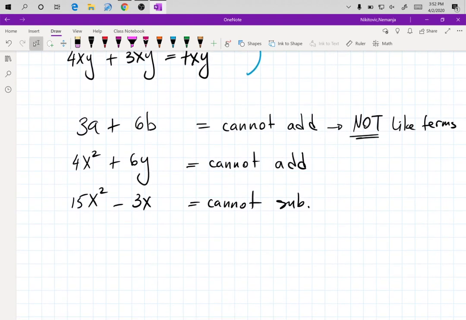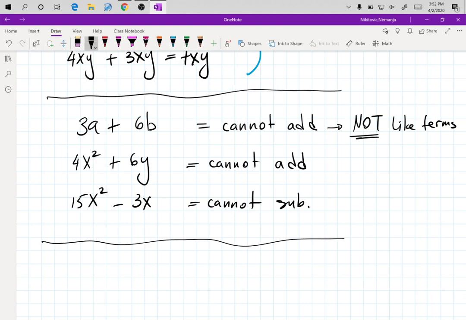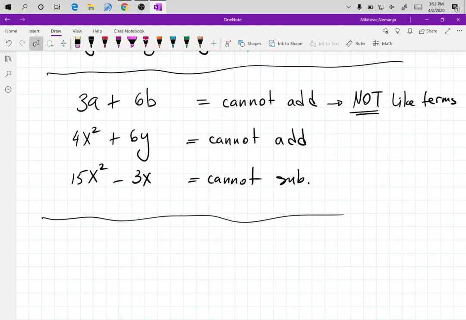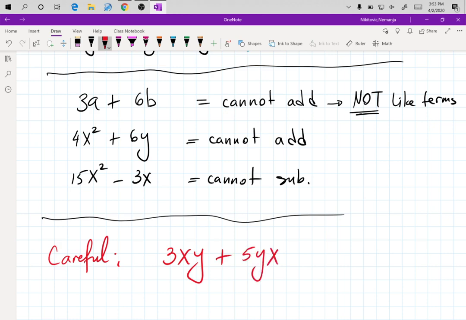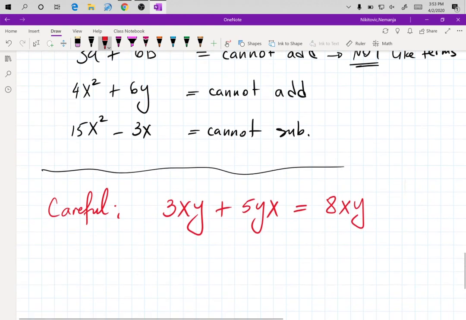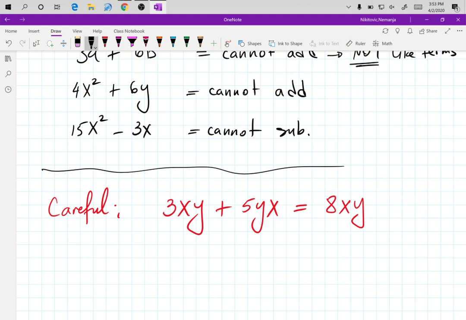Now you have to be careful, right? Because you might run into a problem which looks like you can't do anything with, but because we learned in chapter 1 the commutative rule, you actually can. And some of you made a mistake on exam 1, where we learned this stuff. So here, I'll write it in blood, careful. 3xy plus 5yx is actually 8xy. The reason is xy is the same as yx. It's the commutative rule. So because of the commutative rule, 3 plus 5 is 8. Whether you write xy or yx, it doesn't matter.